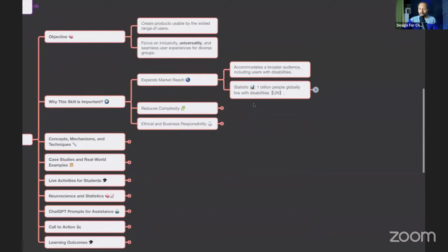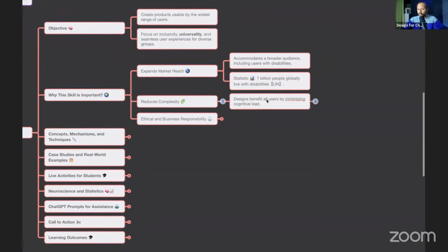See, ultimately, why we're learning this skill, we have to know how we can tap the universality for each and every audience we are designing for. Particularly, this talks about the broader audience, which includes users with disabilities. 1 billion people globally live with disability. I already told you that, by the UN.